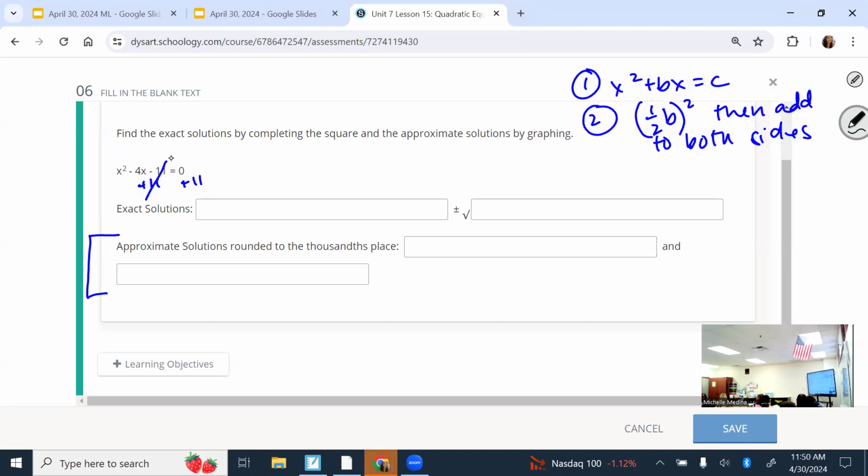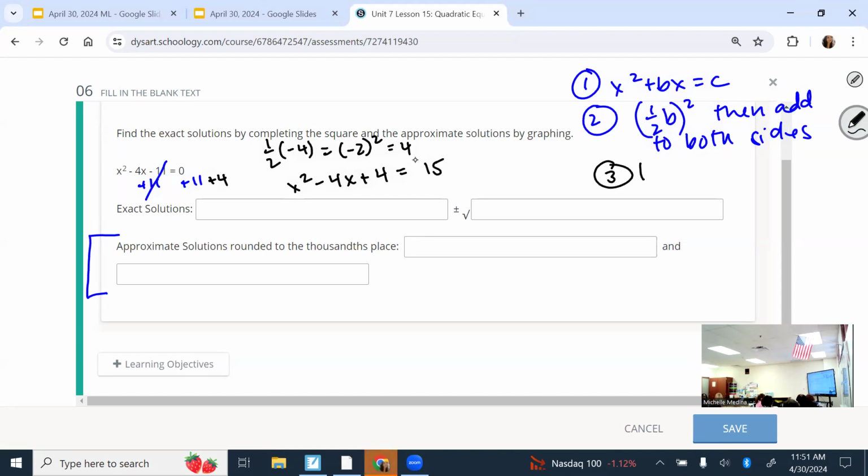What's my B value here? So I'm going to take half of -4. What's half of -4? We're going to square it. What's -2 squared? And then we're going to add that to both sides to make a perfect square on the left side. So it becomes x squared minus 4x plus 4. Whatever you do to one side, you do to the other. What's 11 plus 4? 15.